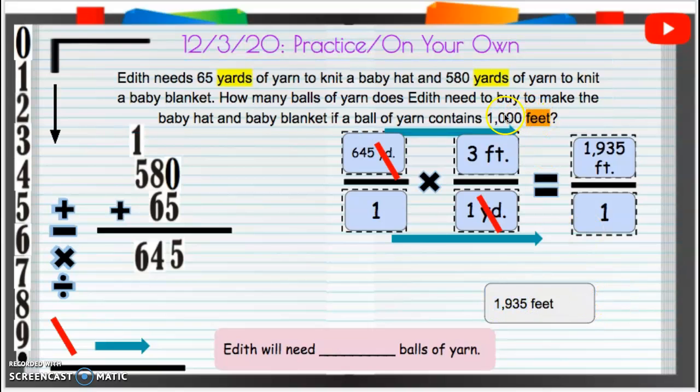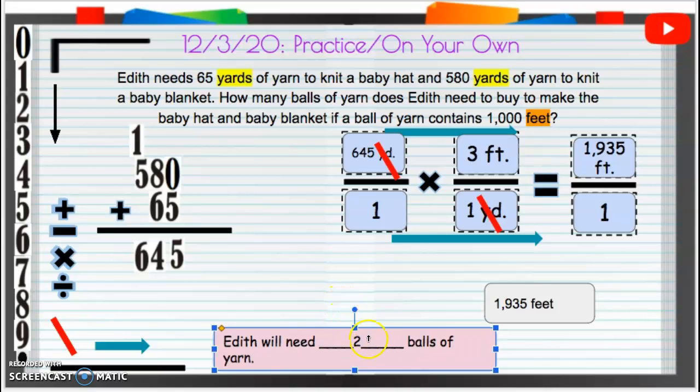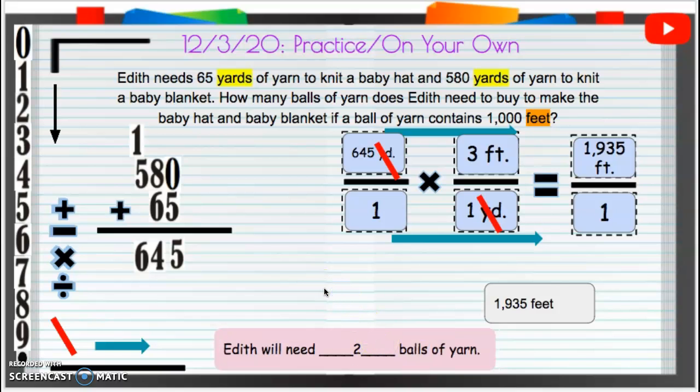So how many balls of yarn? She's going to need 2 balls of yarn. So I'm going to put 2 for 2 balls of yarn. So that's what she's going to need. And then that's your answer. That's it. So Edith will need 2 balls of yarn. Awesome job.